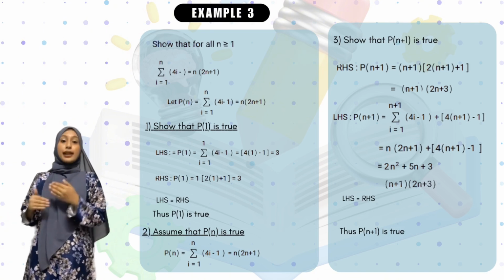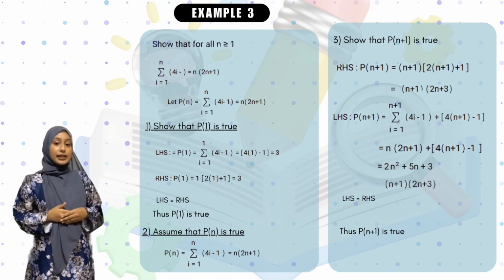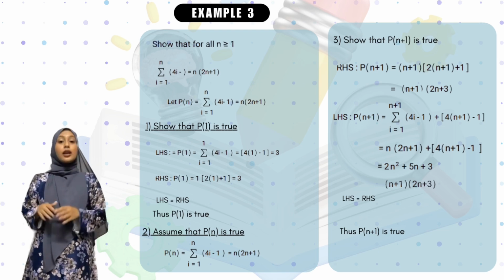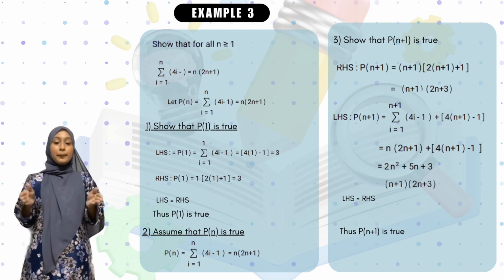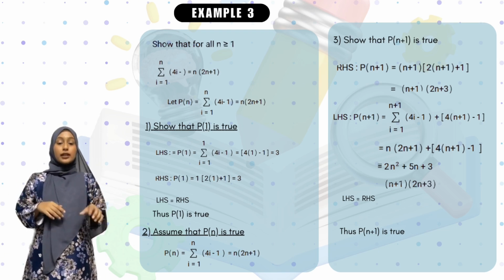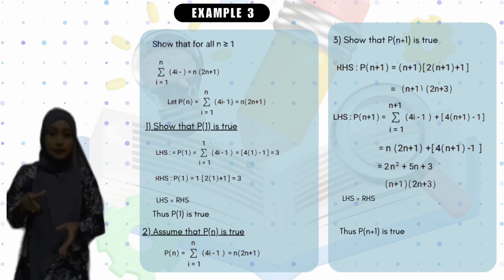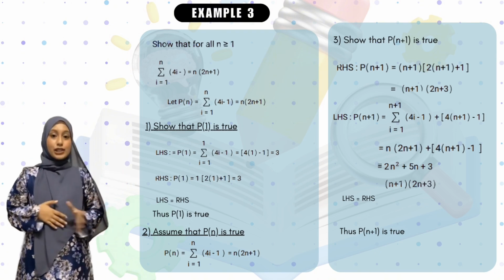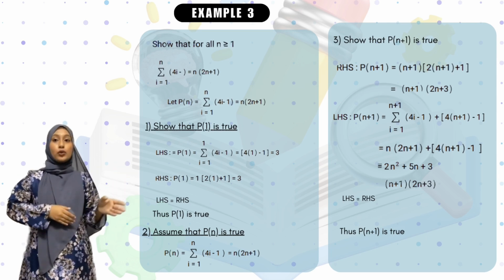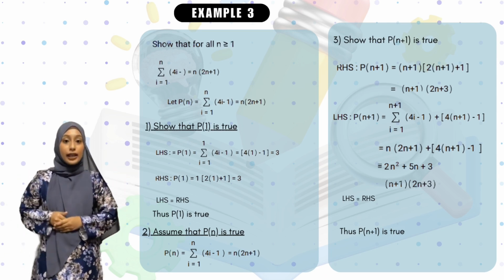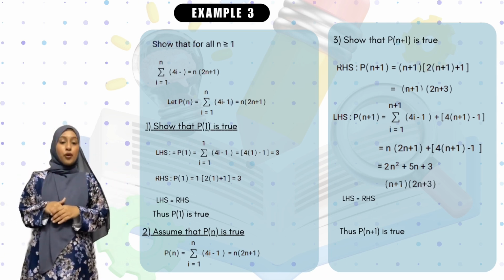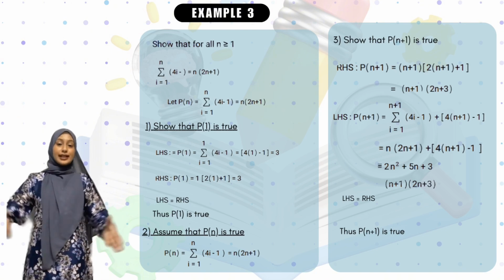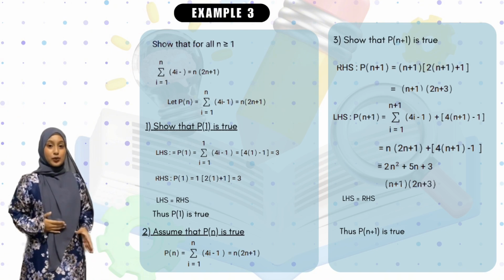So we move to the second step, assume that Pn is true. So the equation is going to be the summation from i equals 1 to n of 4i minus 1 equals n times 2n plus 1. For the last step, show that Pn plus 1 is true.